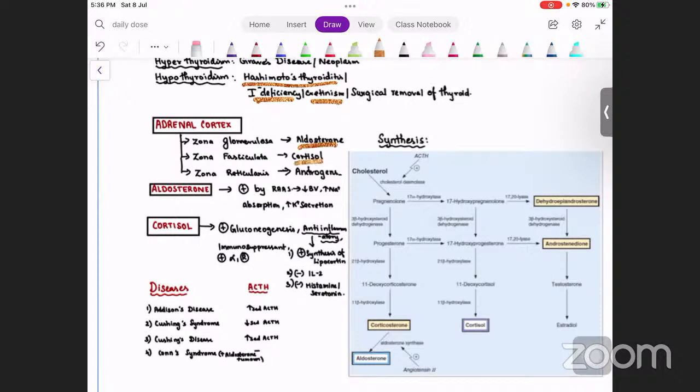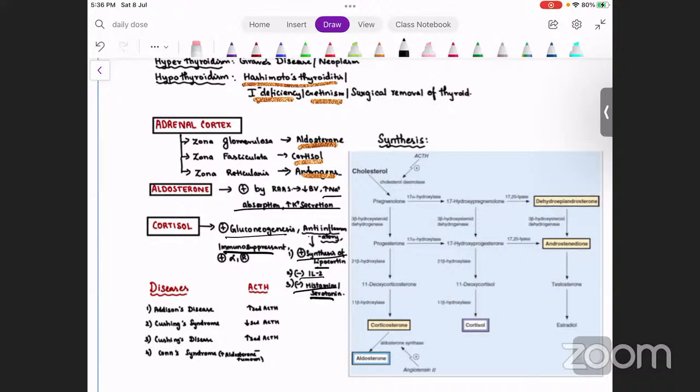All of them, aldosterone, cortisol, and androgen, will be synthesized by them. Aldosterone, you know that it is a part of your RAS and can cause an increase in sodium absorption and increased potassium secretion. And cortisol can stimulate gluconeogenesis. It is anti-inflammatory and immunosuppressant. The anti-inflammatory effect is due to the synthesis of lipocortin, inhibition of IL-2, and inhibition of histamine and serotonin.